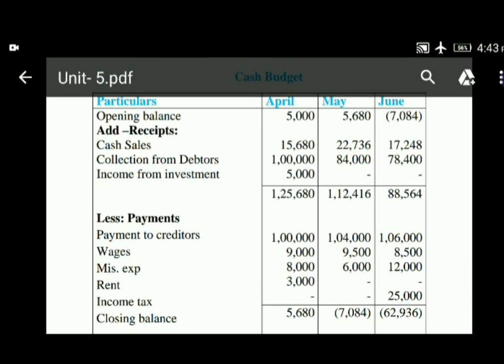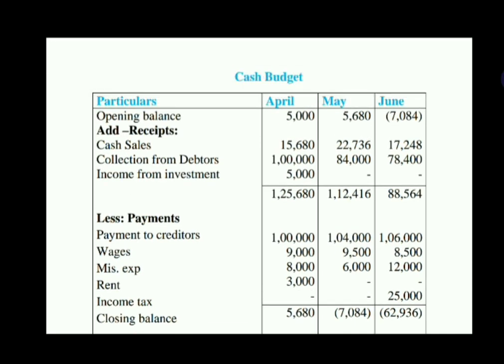what the cash position is: at the end of April the closing balance of cash is 5,680, a positive balance. So that is no problem for the month of April. As per the receipts our payments are there, the surplus amount is there, no need to worry for the month of April as per our estimation. But coming to May, our receipts are less and the payments are more, so that is the reason the closing balance is showing negative, that is 7,084.